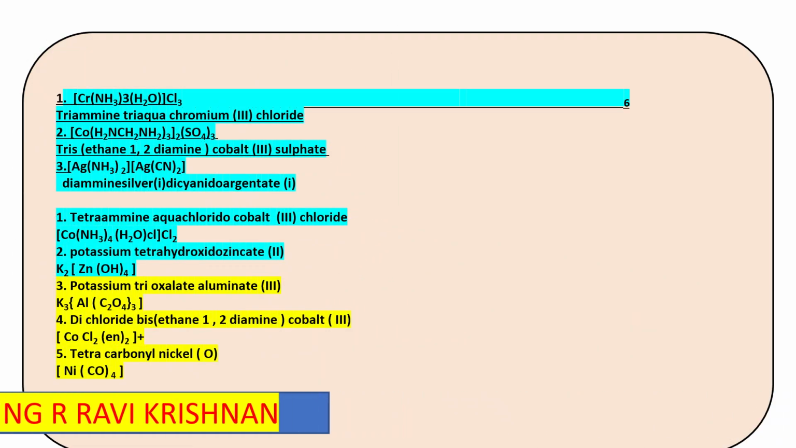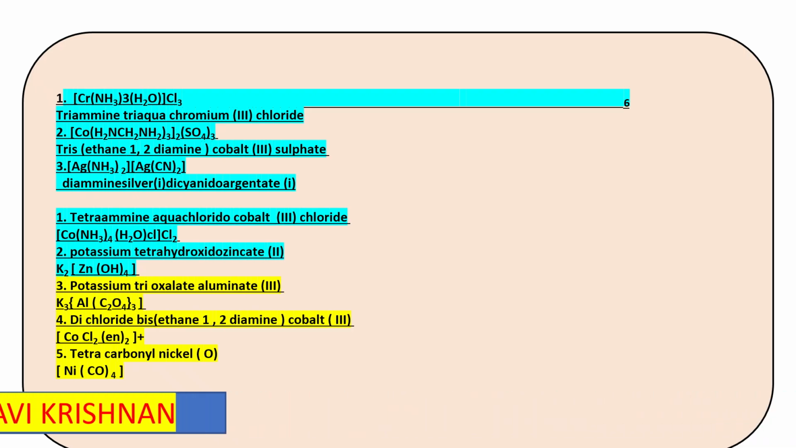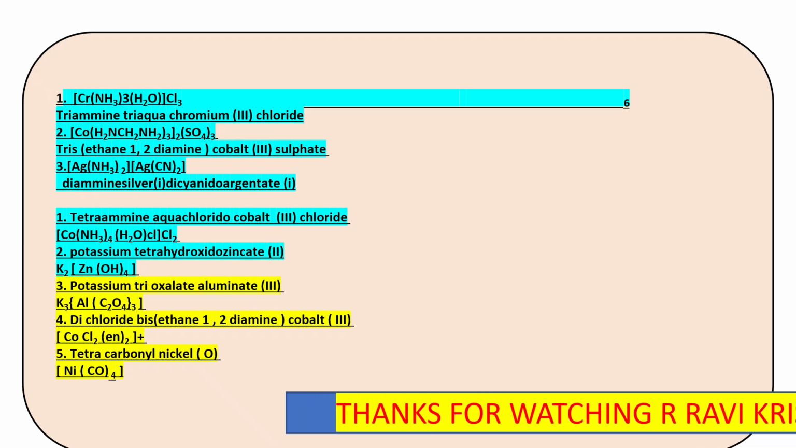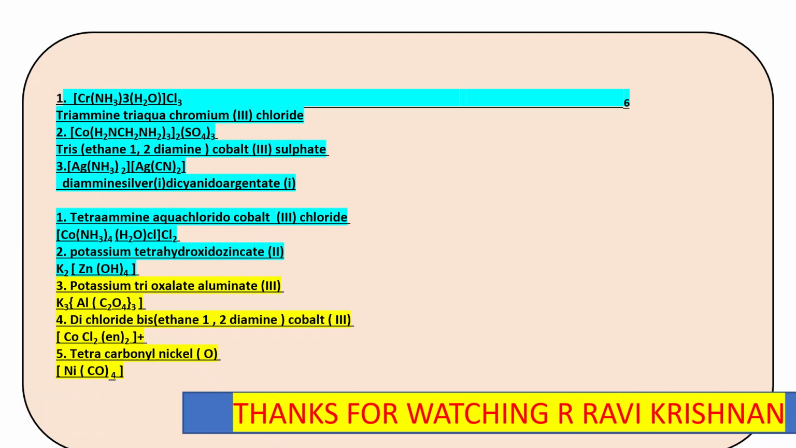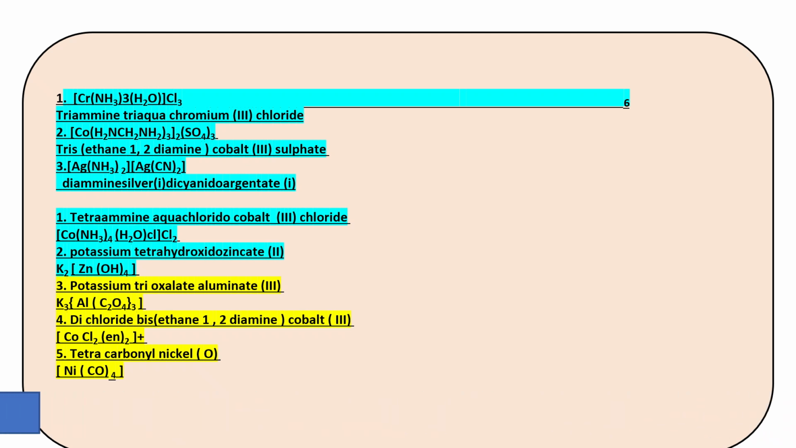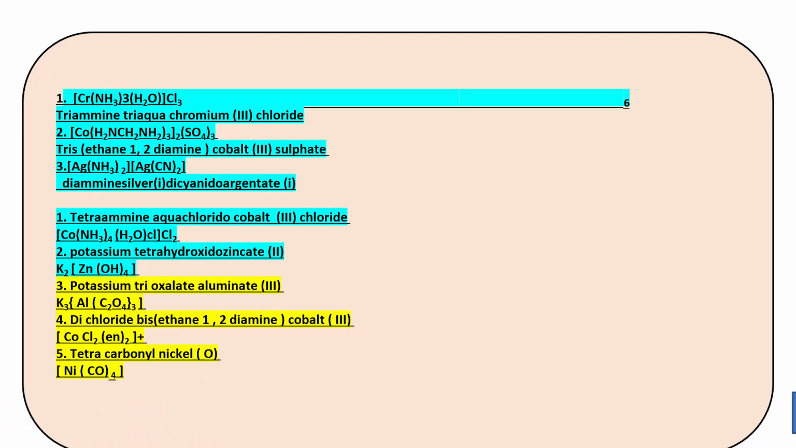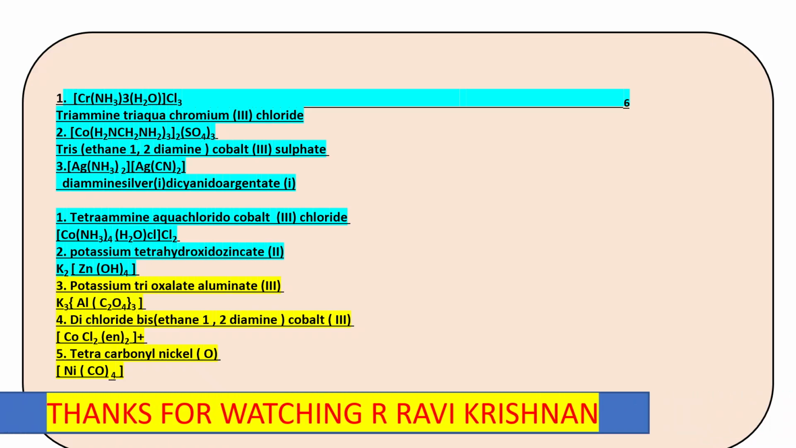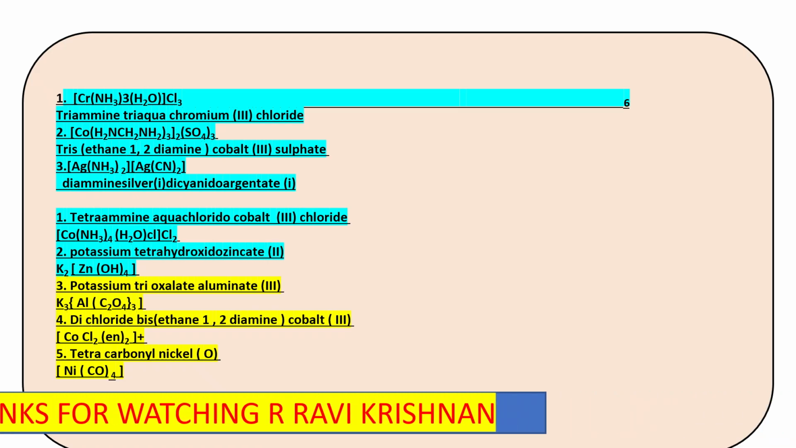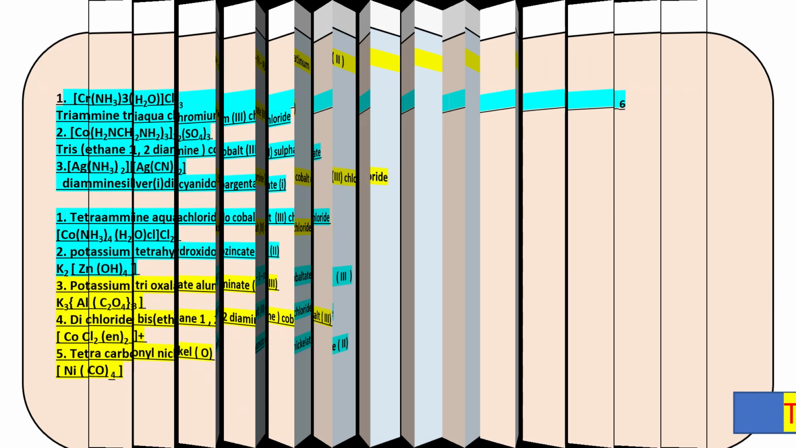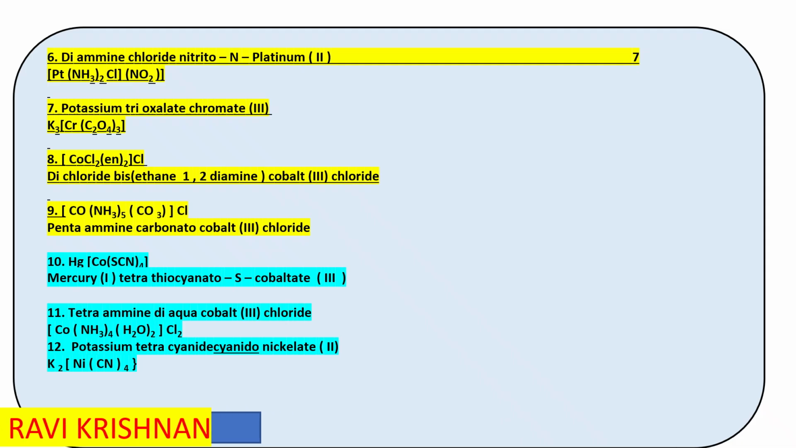Triamminetriaquachromium(III) chloride. Tris(ethane-1,2-diamine)cobalt(III) sulfate. Diamminesilver(I) dicyanoargentate(I). Tetraammineaquachloridocobalt(III) chloride. Potassium tetrahydroxozincate(II). Potassium trioxalatoaluminate(III). Dichloridobis(ethane-1,2-diamine)cobalt(III). Tetracarbonylnickel(0). Diamminechloridonitrito-N-platinum(II).